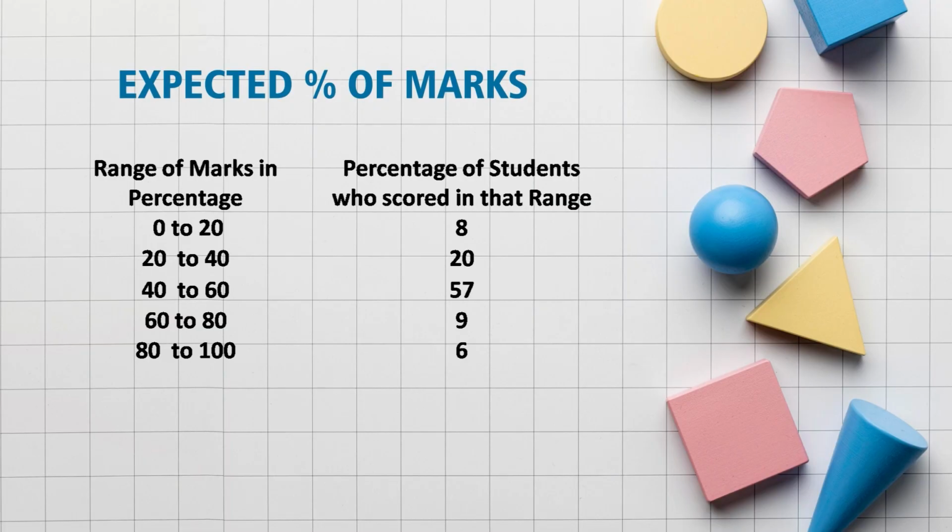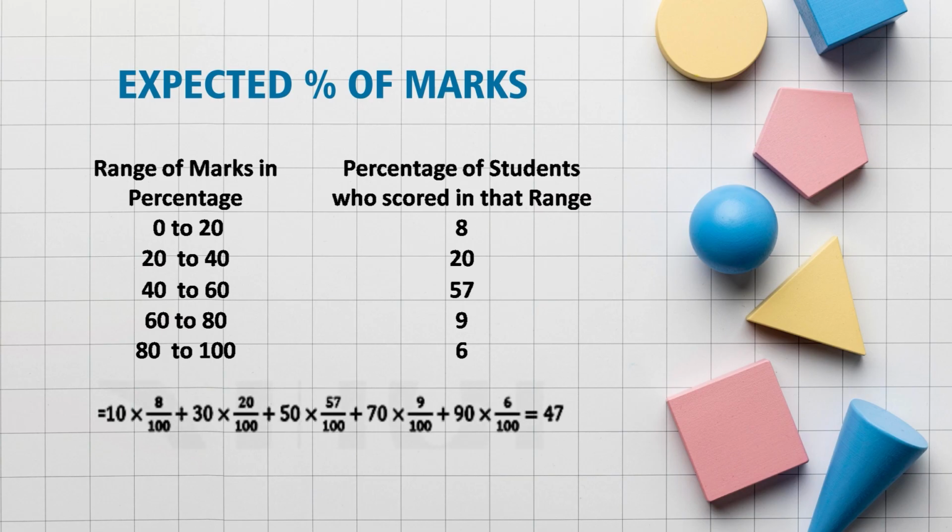Now what is the value when it is 0 to 20%? The range is 0 to 20, right? So what is going to be our class mark? The class mark in this particular case is going to be the mid value, which is 10, right? So 10, and what is the probability? Because 8% we are referring to, so between 0 to 20 we have 8%, right? So it is 8 by 100. So the probability of occurrence is 8 by 100. So it is 10 into 8 by 100.